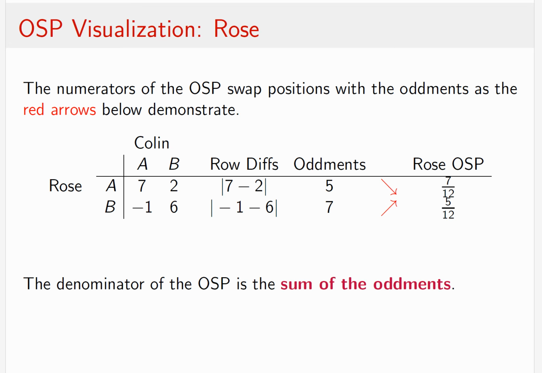So we create the absolute value differences. Those are the oddments. But the rows A oddment is 5, but it goes with the rows B proportion. And the numerator 7 is in the rows A proportion, even though it's the rows B oddment, right? And what is the denominator? The denominator is the sum of the oddments, right? So again, if you just remember, there's this quick little swap that happens between the oddments and the numerators of the proportions, we're good to go.